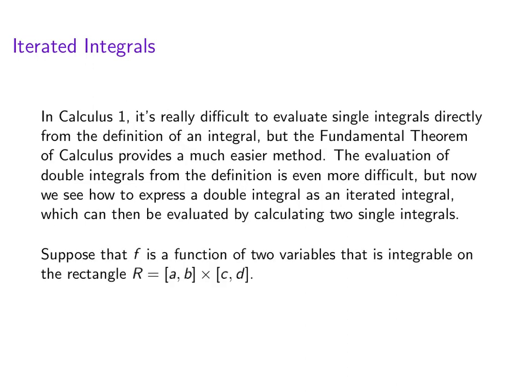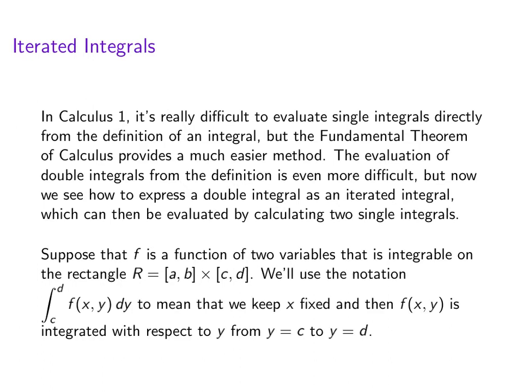So let's suppose that f is a function of two variables that is integrable on the rectangle R, [a,b] cross [c,d]. Usually that happens because the function in question is continuous. We're going to use the notation, the integral from c to d of f(x,y) dy, to mean that we're going to keep x fixed. That is, we'll pretend that x is just a number, and then f(x,y) will be integrated with respect to y, from y equals c to y equals d.